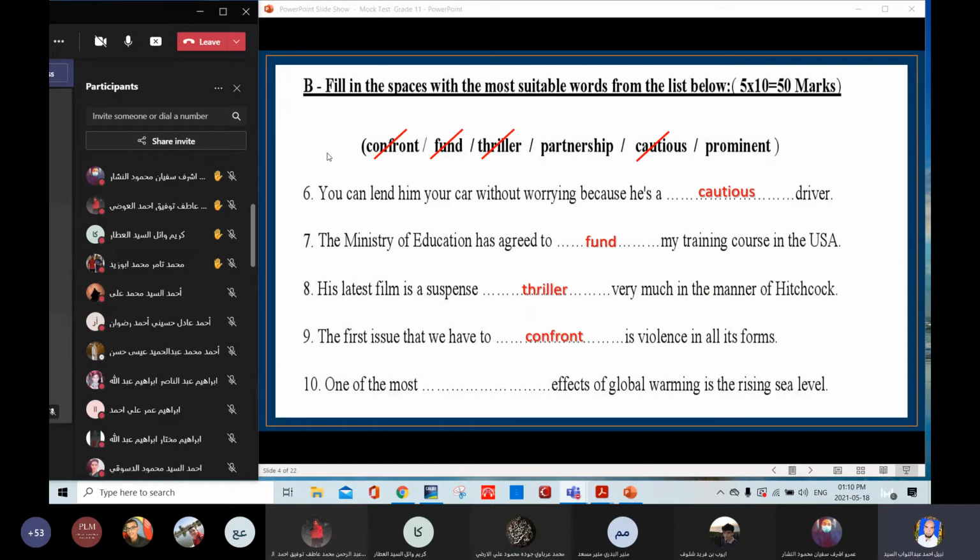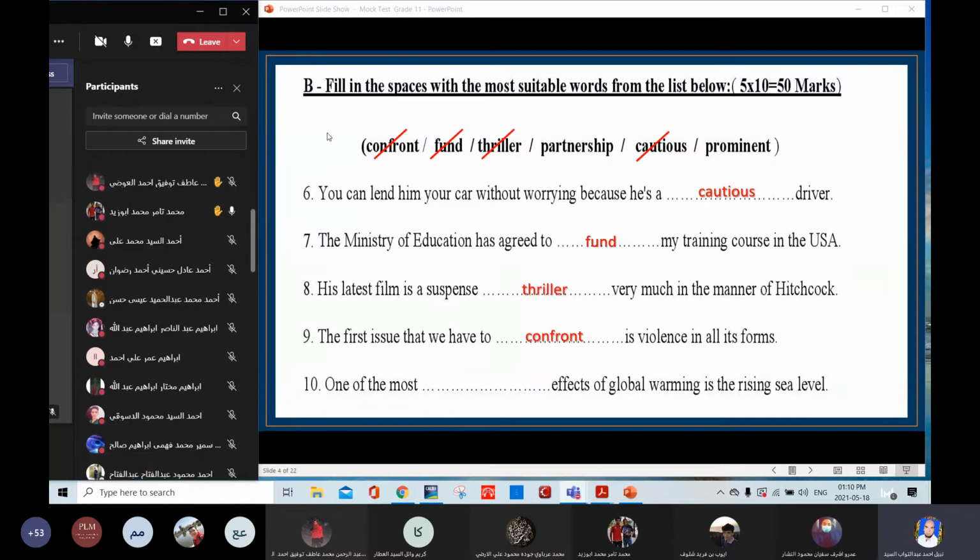Muhammad Tamer. Yes, Muhammad. One of the most prominent effects of global warming is the rising sea level. Here, one of the most should be followed with what? With a long adjective. So the adjective is prominent. Thank you, Muhammad. But we have what? We have the noun partnership. This is an extra word. Partnership means sharing or participation. Thank you so much. So we have finished what? We have finished the vocabulary.